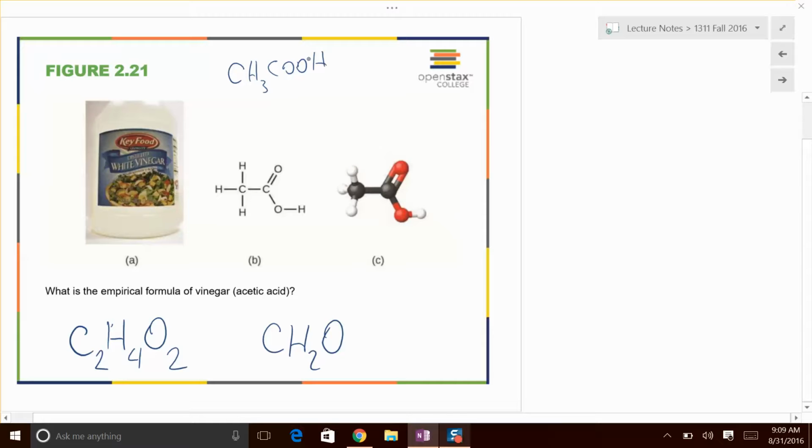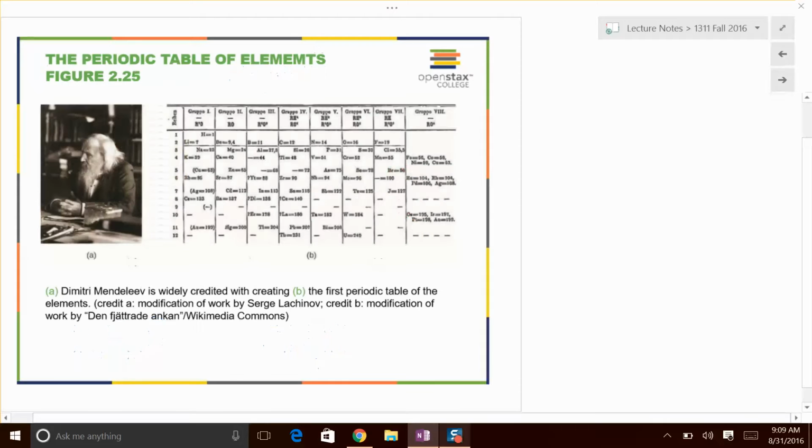That's not vinegar. Yes, it is. Okay. All right. So that's empirical formulas. All right.